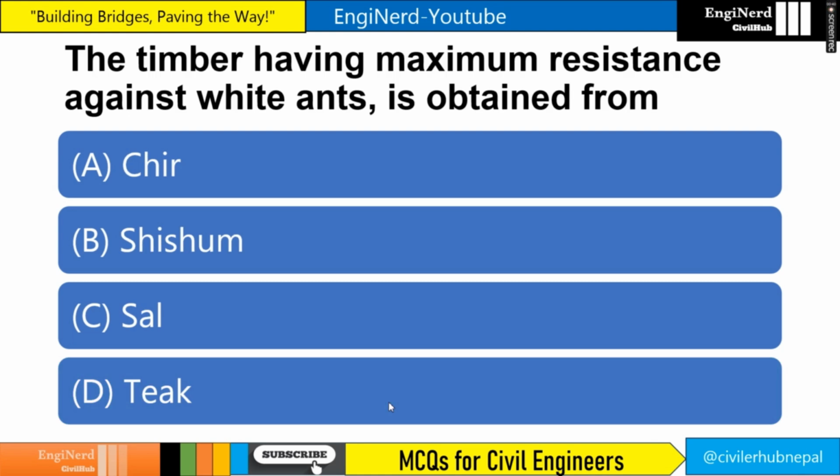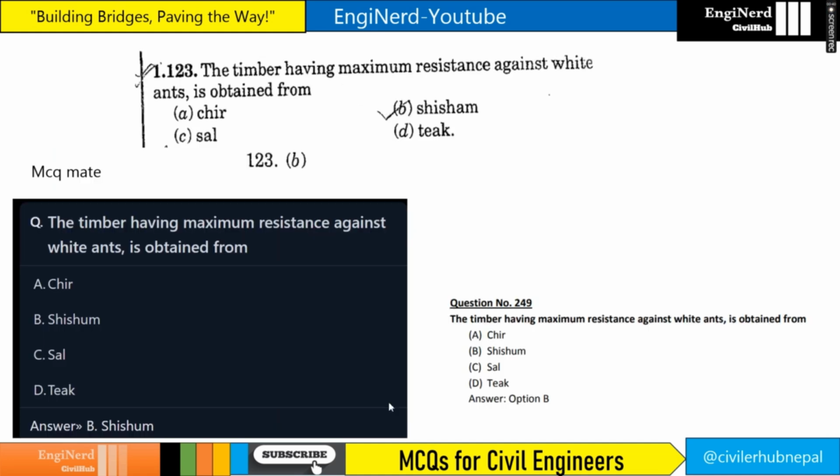The timber having maximum resistance against white ants is obtained from cheer, sisam, sal, and teak. This question is from the Agor. In the book of Agor, it is given as sisam. And I think the confusion has started from this particular book, because most of them follow most of the websites and other people blindly support this Agor. So MCQ Mate has also given the answer as sisam, and another PDF also gave sisam.